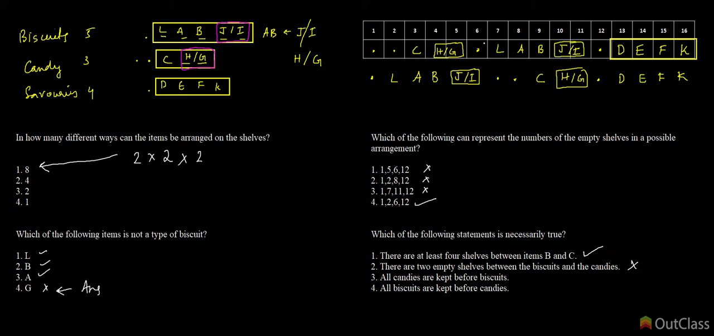The third claim is all candies are kept before biscuits. Fourth claim is all biscuits are kept before candies, and both of them are disproved by taking the opposite case. So it's not C or D. So it's not option 3 or option 4. Option 1 is the right answer.